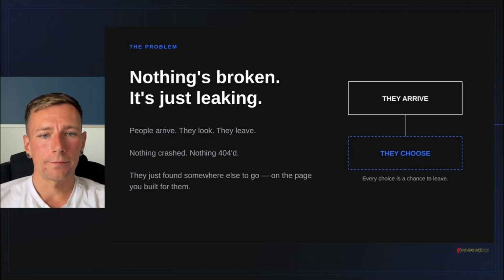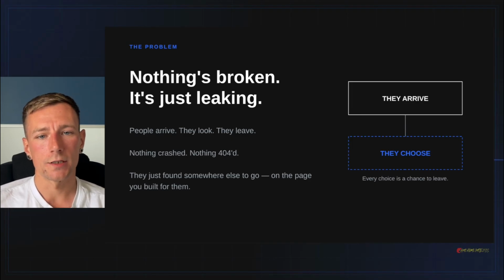Look at the diagram. They arrive, they choose, and the moment there's a choice, some percentage of them chooses something that isn't the thing you wanted. A leak doesn't look like a failure. It looks like a normal day.